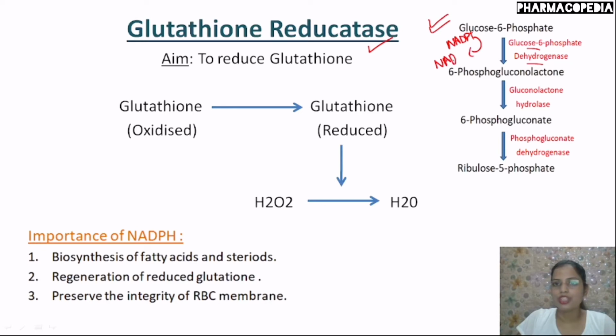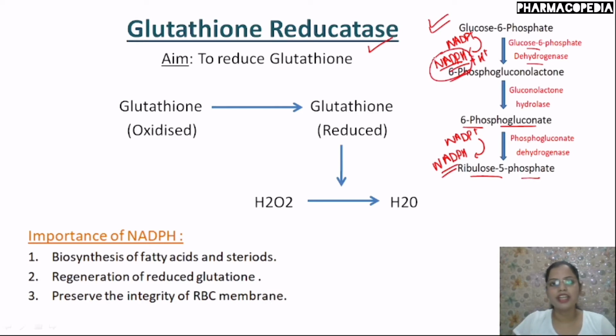That is reduced nicotinamide adenine dinucleotide phosphate, produced from NADP+. Dear students, also when 6-phosphogluconate gets converted into ribulose 5-phosphate, during this process also NADPH is produced. The important functions performed are through this NADPH. So the HMP shunt is basically important because it results in the formation of NADPH.